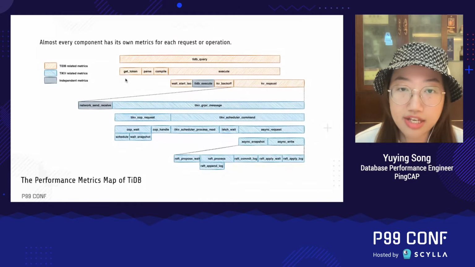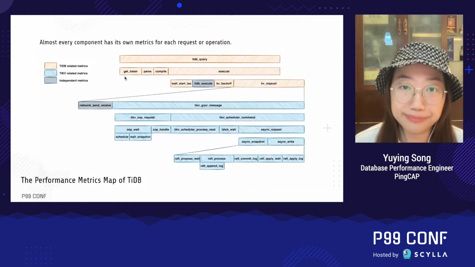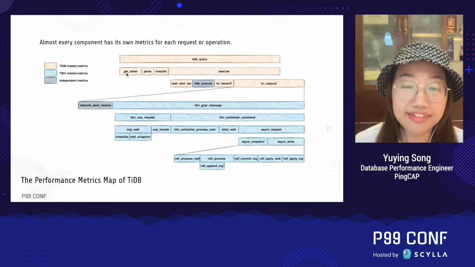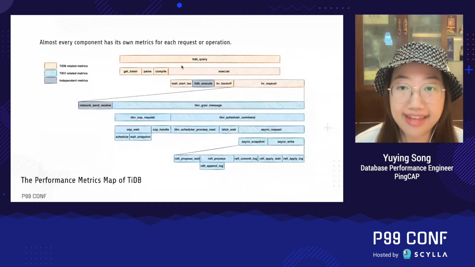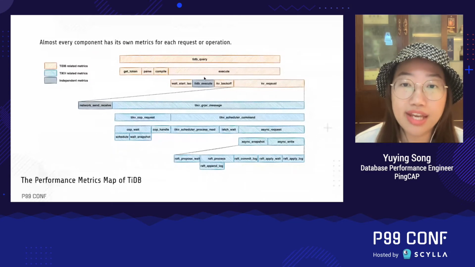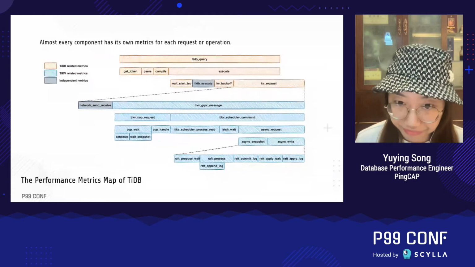Take this one, for example, TiDB query. How does TiDB process SQL? First, it gets a token, and then it parses and compiles the SQL to produce the execution plan, and then finally executes it. Each operation has its own metrics.